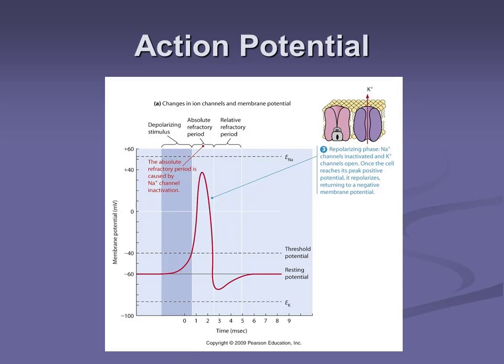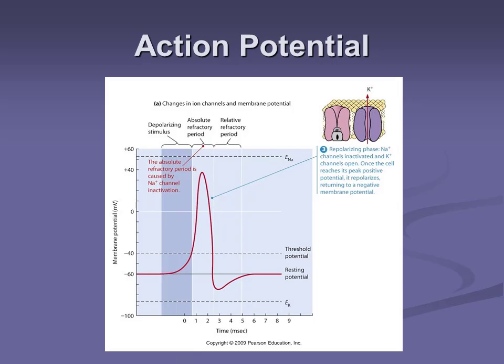And again, along the top, you can see our absolute refractory period happening sort of in the middle. Absolute refractory period because the sodium voltage gated channels are inactive. So that's the repolarizing phase because of potassium leaving the cell.